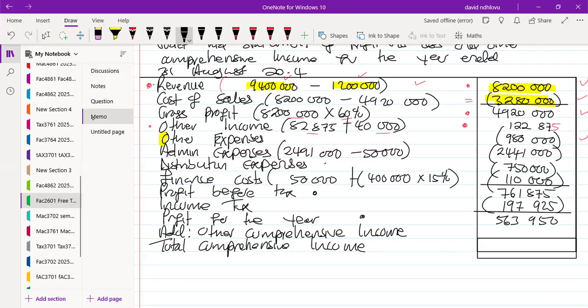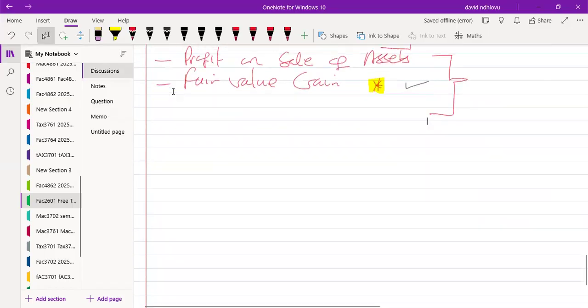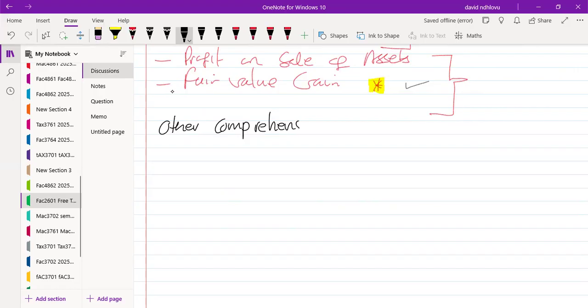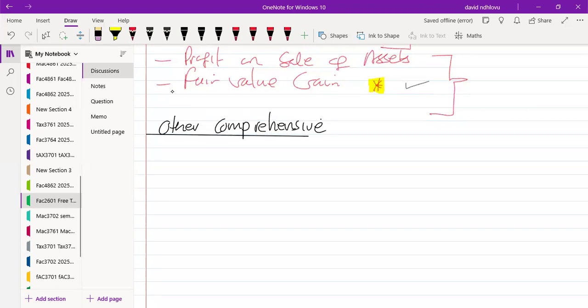Right, to conclude the statement, we then look at what we call other comprehensive income. At this level, there are two things that you look at, two things that we need to take care of. Number one, we need to look at what is called the revaluation surplus.